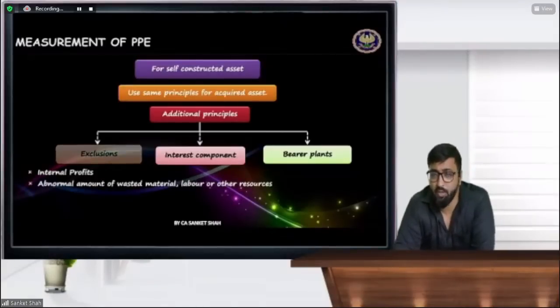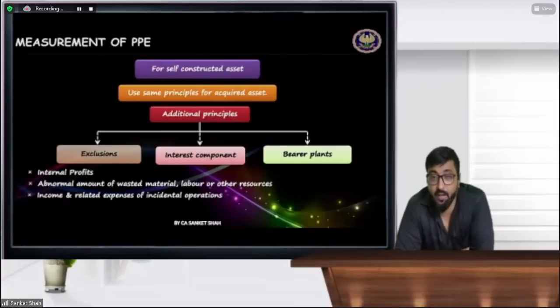Abnormal losses. While constructing any asset, if there is a loss and that loss is an abnormal loss. Normal loss is inherent loss, which is absorbed by good units, but abnormal loss is not a predicted loss. So it is an unpredicted loss, and that loss will be debited to profit and loss account. You should not add it to the cost of the asset.